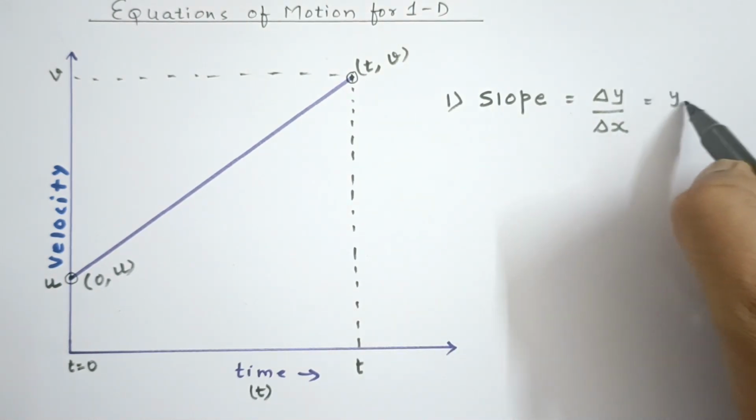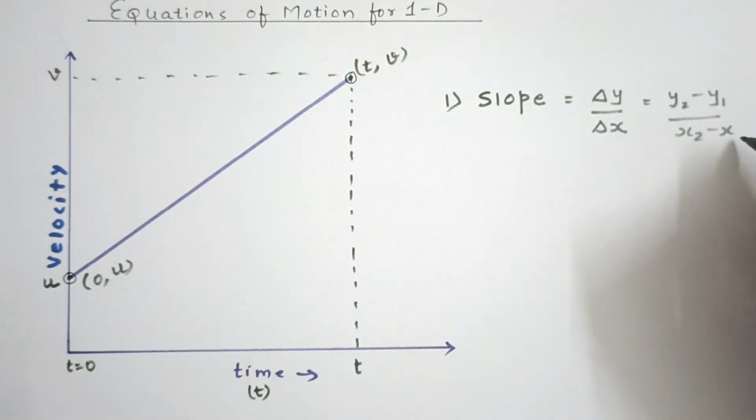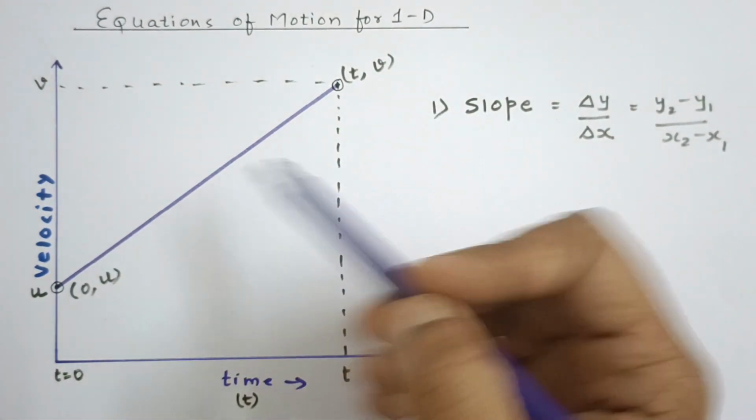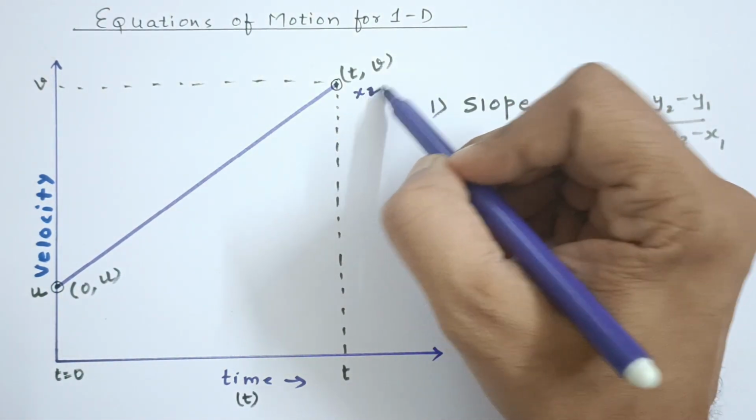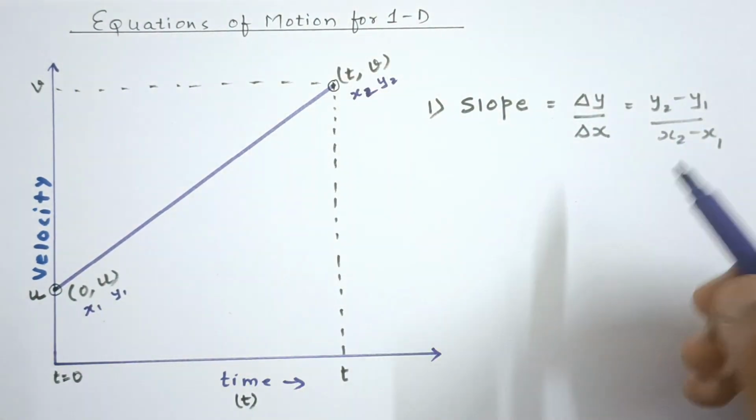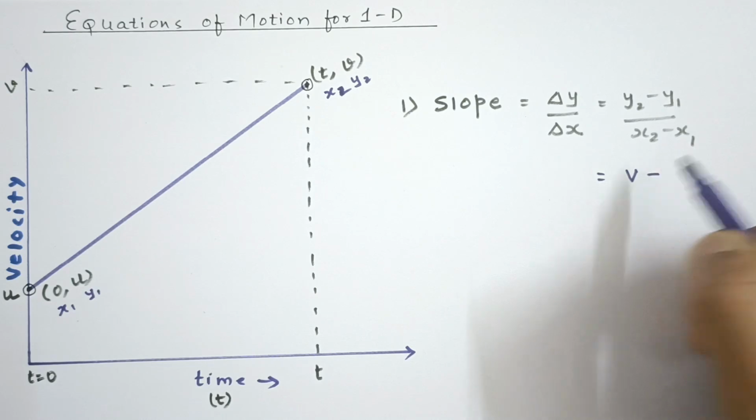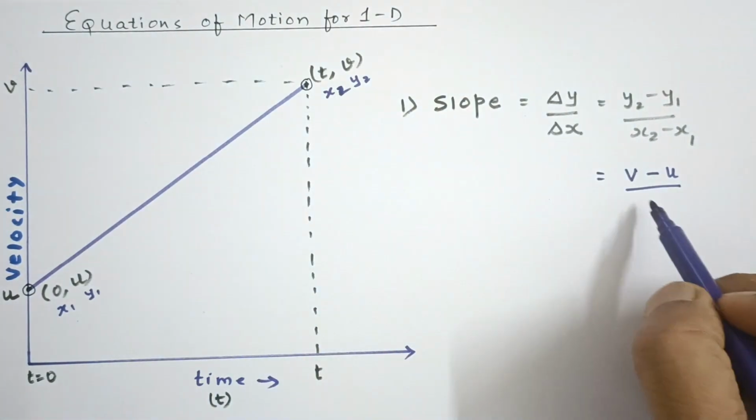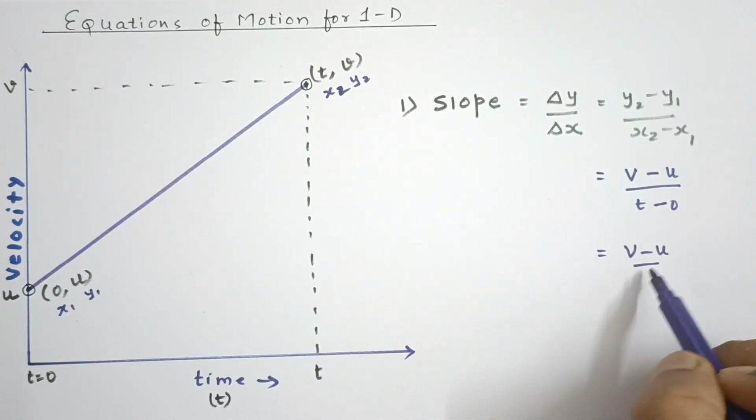This can also be written as y2 minus y1 upon x2 minus x1. So this is how we can find the slope, by using 2 points. You can consider any point as point number 1 and any point as point number 2. So I'm going to call this x2, y2 and this x1, y1. Now let's substitute the values and find the slope. So y2 is v minus y1 is u, divided by x2 is t minus x1 is 0. So this is v minus u by t.